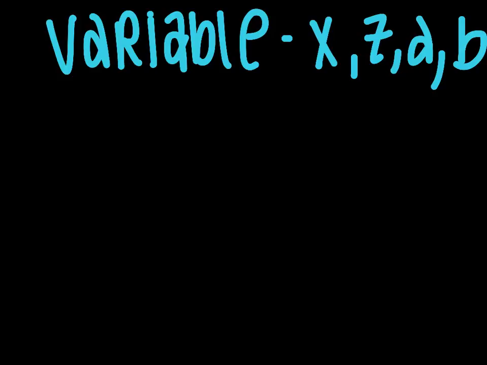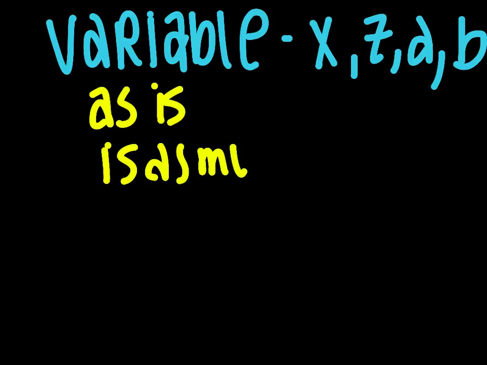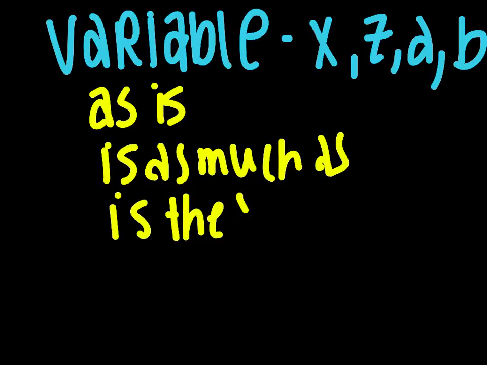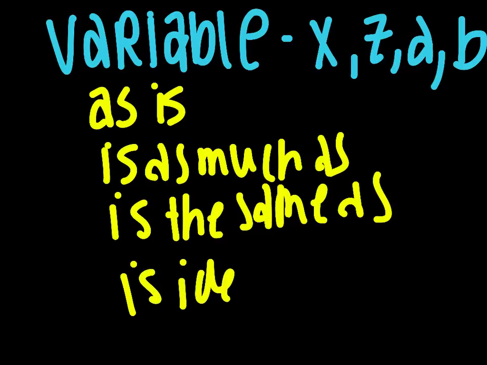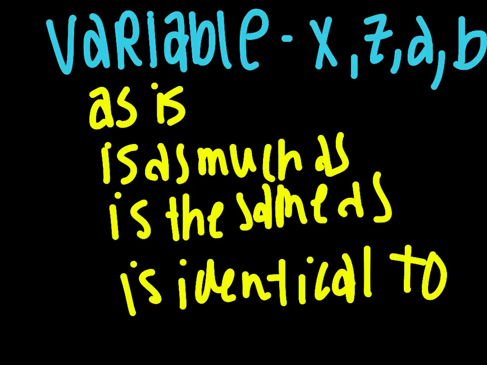When you're writing your sentence, you want to look for keywords like "as is," "as much as," "is the same as," and "is identical to." These are all in your book, so you can go ahead and look at the book. When you're looking at a word problem and you see those keywords, like "as is," then you know that's where you're going to put your equal sign.